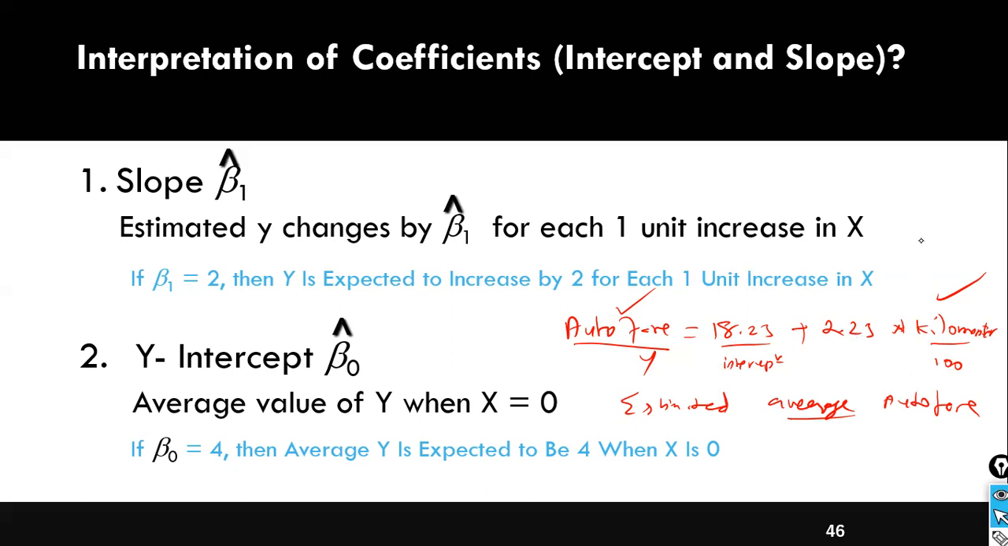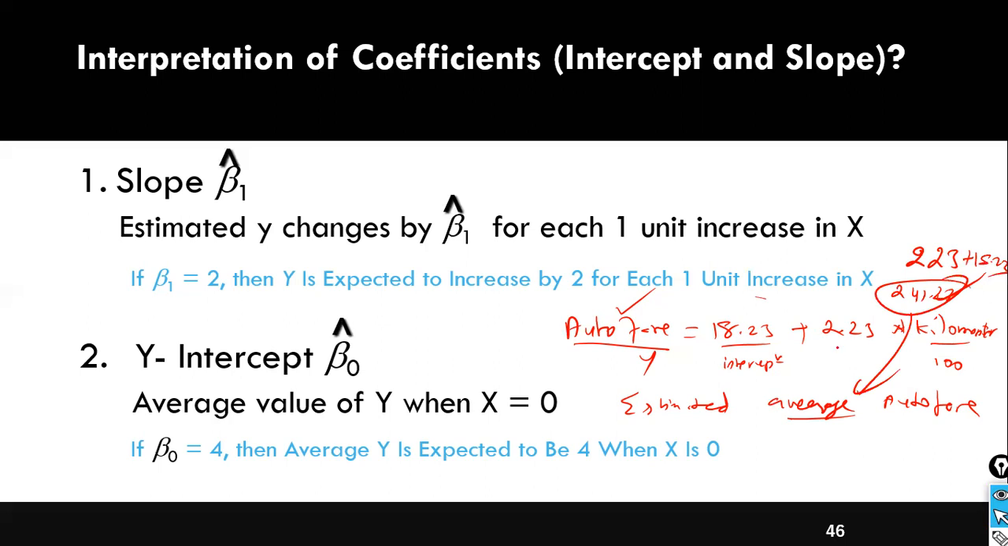If you do 100 into 2.23, how much? 223, yeah. So 223 plus your 18.23, so this is your 241 rupees 23 paisa. This is the estimated average auto fare. With this simple linear regression, we are able to estimate the average auto fare.